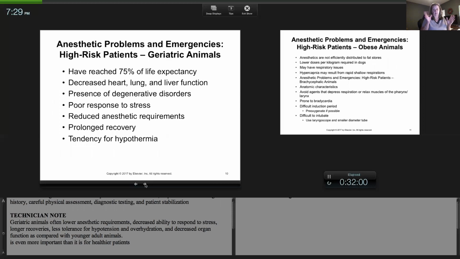And watch your fluids closely. Watch them, watch them, watch them.